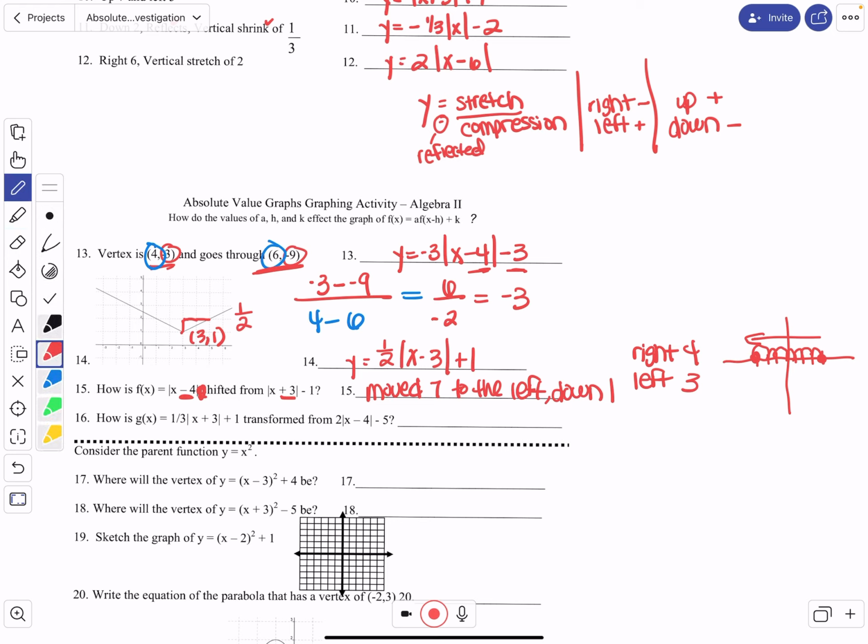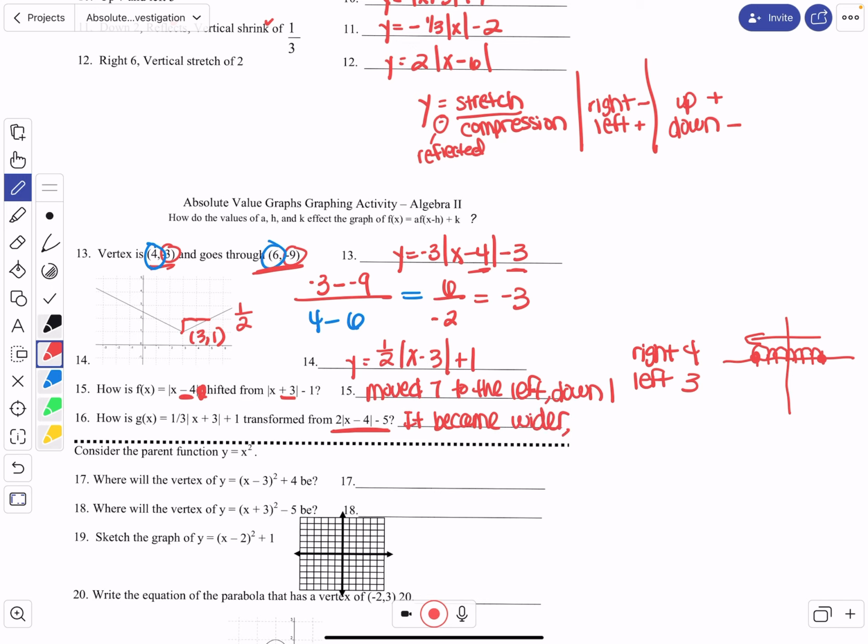Okay, so then from the next one, how is g of x equals 1/3 absolute value of x plus 3 plus 1 transformed from 2 absolute value of x minus 4 minus 5? So for this one, how is it transformed? If I go from 2 to 1/3, 2 was skinnier, 1/3 is going to be wider. So it became wider because I went from 2 to 1/3.